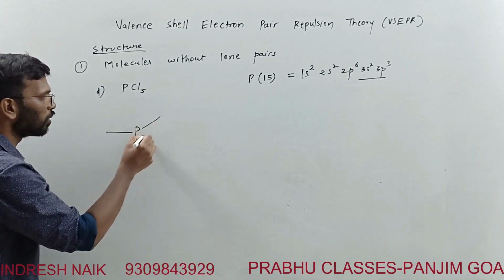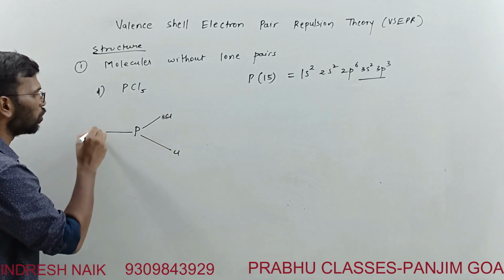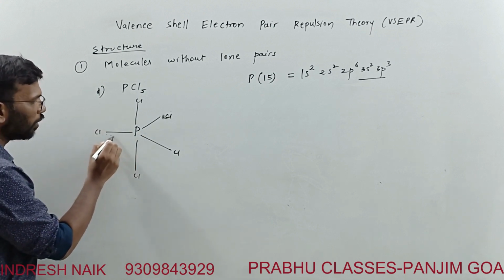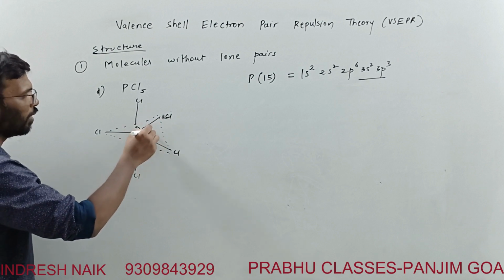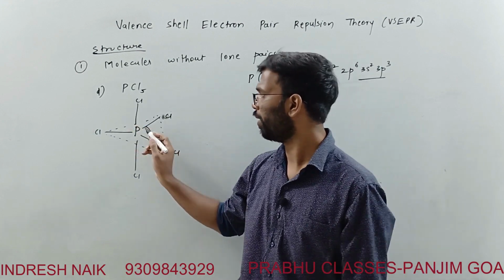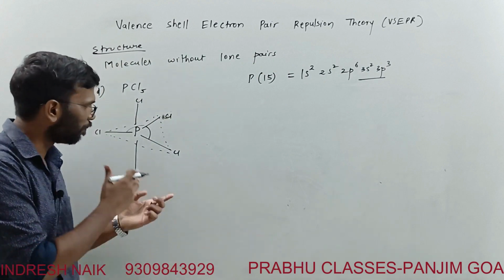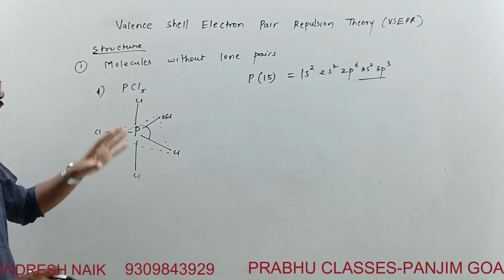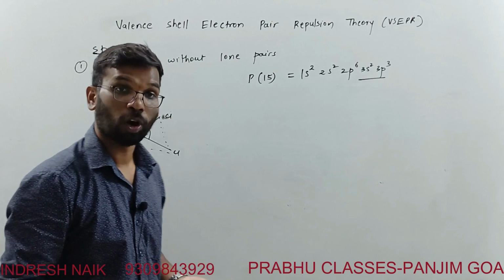All the 5 bonds, 5 chlorine atoms will be oriented this way. One chlorine on the top, one chlorine below. So here what we see is that all are bond pairs, but here there are 3 angles of 120 degrees. The remaining are 90, but these are the 3 angles of 120. This is the optimum angle they can stay as far apart as possible when there are 5 bonding atoms or bond pairs.